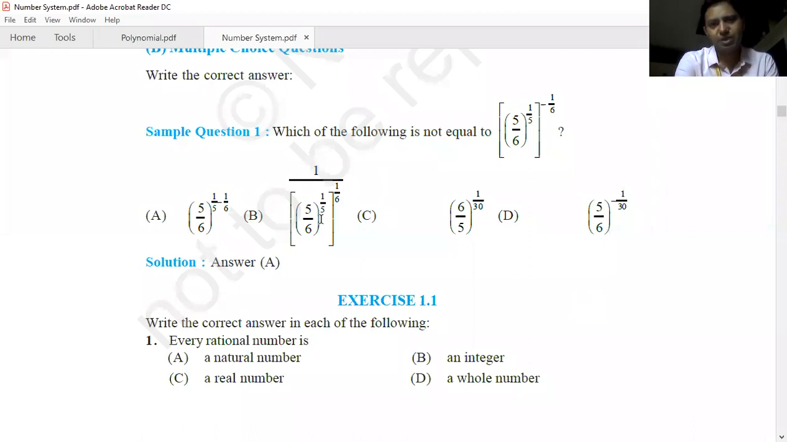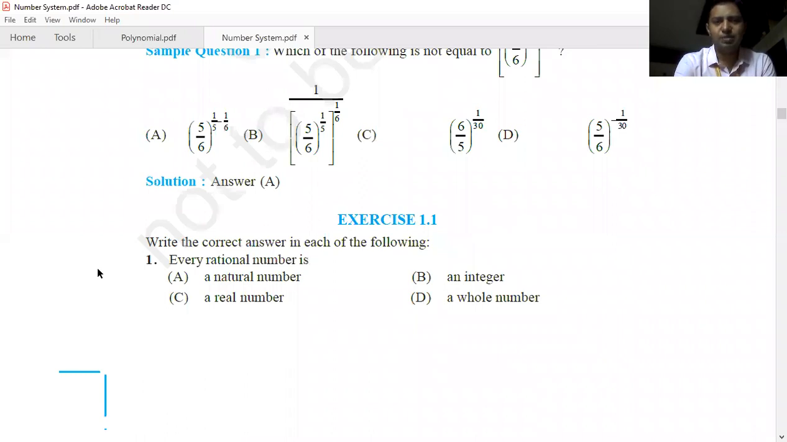Then we can keep this in another form because the power is negative. So 5 by 6 whole raised to power 1 by 30, or 1 upon (5 by 6) whole raised to power 1 by 30. We can keep it as (6 by 5) whole raised to power 1 by 30, since if the power is negative, we can reciprocate the base. So A is not the answer. That is (5 by 6) whole raised to power 1 by 5 minus 1 by 6; we cannot write it in this form. So this sort of question may be asked in the examination.